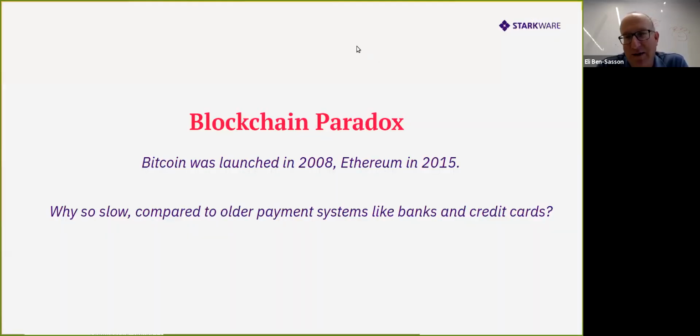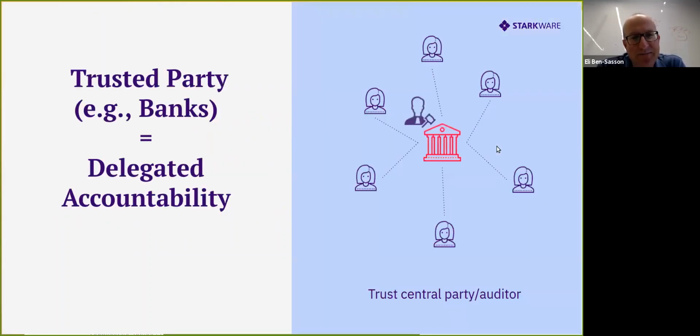So here's a paradox. Bitcoin was launched in 2008 and Ethereum was launched in 2015. So how come they are so slow? How come they can process only something like 10 payments or even less per second, whereas much older systems that are based on technology from the 1970s, like banks and credit cards, can process 1,000x more? So that's a paradox, right? Let's answer this. Let's go to the next slide, please.